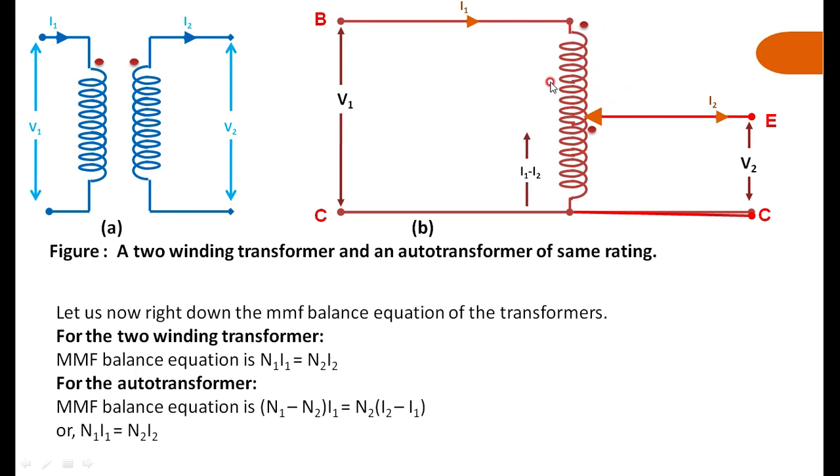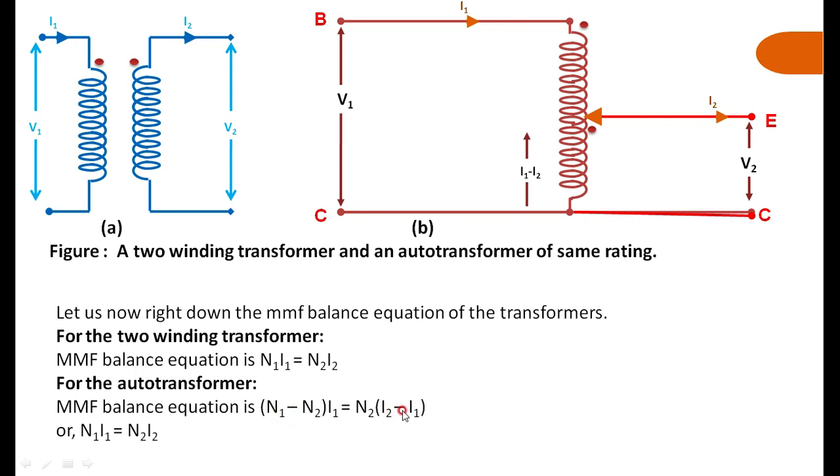And what is the MMF here? The MMF here is (N1 minus N2) into I1, the current which is flowing here is I1. Then similarly, what is the MMF between E and C? The number of turns between E and C is N2, and the current which is flowing in this winding is I1 minus I2. Therefore, (N1 minus N2) I1 must be equal to N2 into (I2 minus I1).